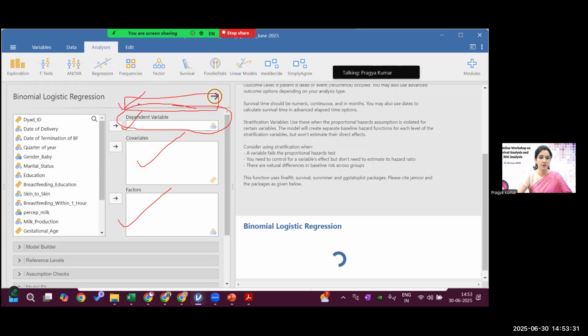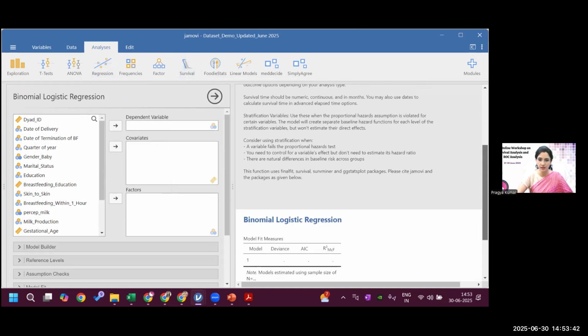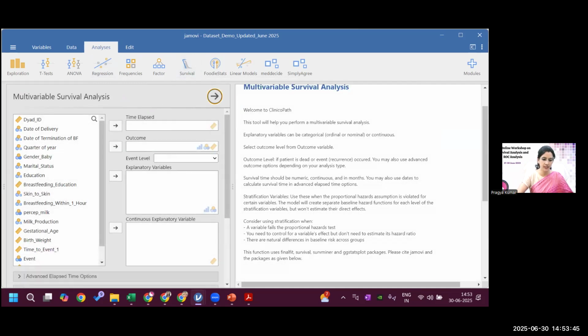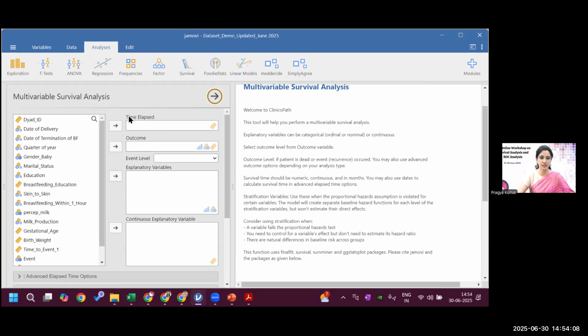Why? Because it is a separate type of data, known as time to event data. You don't have only the event; when that event happened is also important. That's why for survival, you will see there are two boxes, one for time elapsed, and this is TTE, time to event data. So when that event happened and whether that event happened or not. So two dependent variables. An event can be an event or a censor.